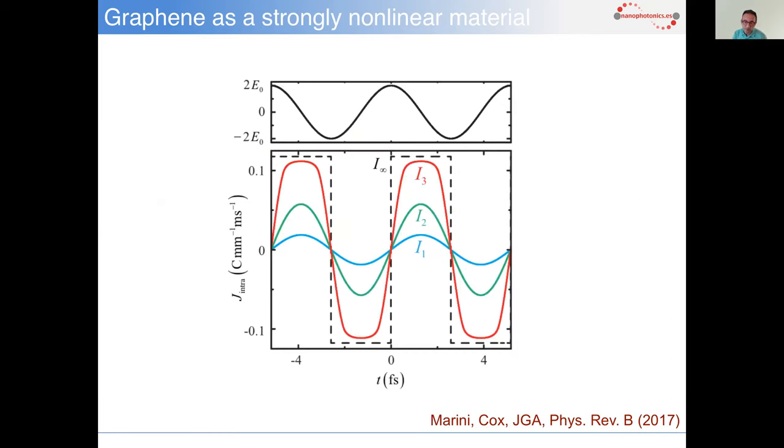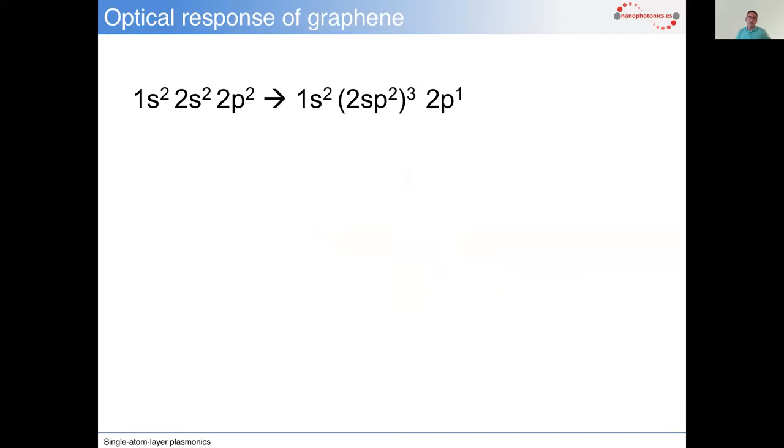This is emphasized in this work also with Andrea Marini, a former postdoc in my group, where you can see the current that is generated in response to an external electromagnetic field as a function of the intensity of this field. Initially, everything is very linear. Eventually, you can see that the current picks up nonlinear components. So I'm going to talk a bit about graphene, and how we describe the electromagnetic, optical response of this material.